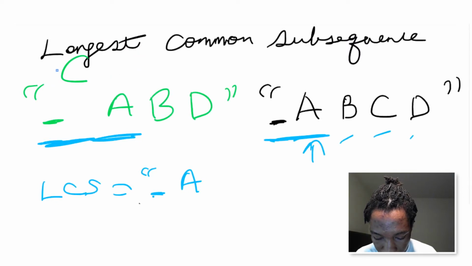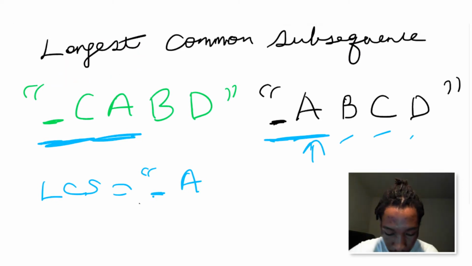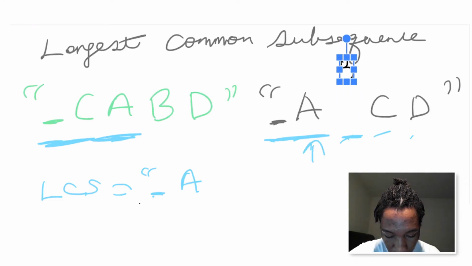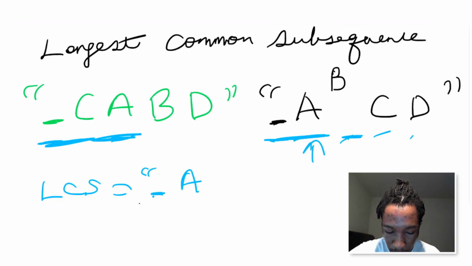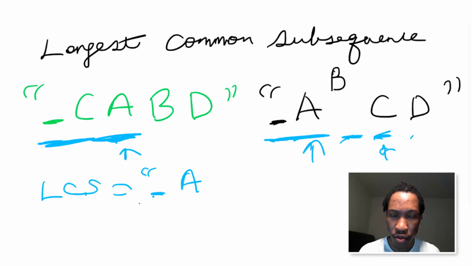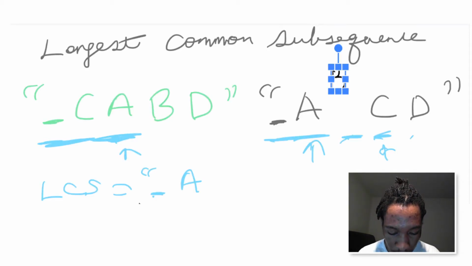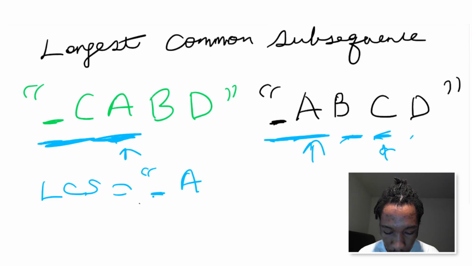Oh, that's too bad. And now we compare A to B. Are they equal? No, they're not equal, so this time, let's take out B. And then we compare A to C. That's this A right here to C. Are they equal? No, they're not equal. Then let's put B back to where it was. So we grab B, boom, put it back.